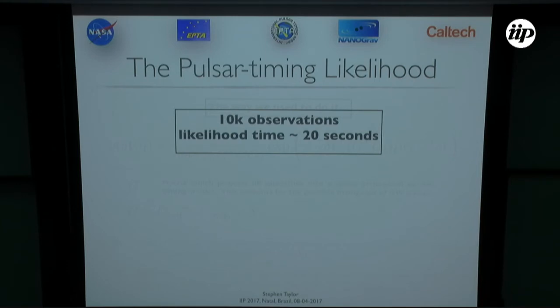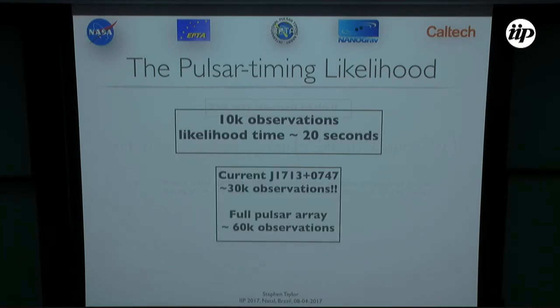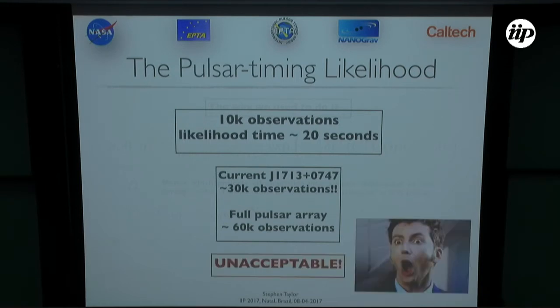A 10K observation likelihood takes roughly 20 seconds. The current observation data has 30K observations for just one pulsar. So the full pulsar array could have 60,000 observations. That's just unacceptable. We can't wait around that long. It would take an unreasonable amount of time.